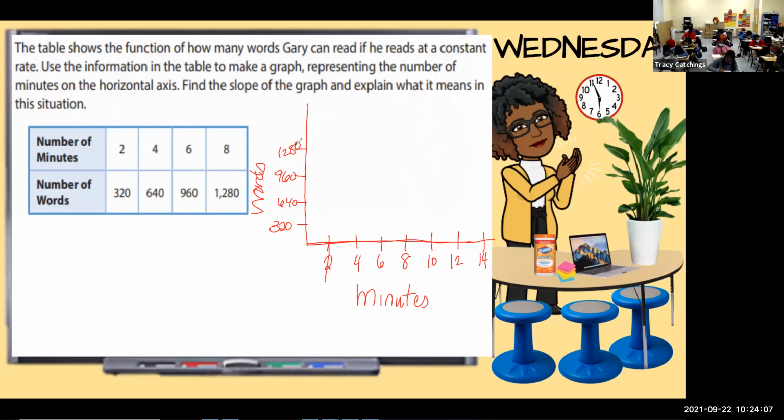All right, and then of course, graphing it. 2 should be at 320. Just remember to go to your X first. And then once you graph it, you should notice you should have a perfect diagonal. Yours should be straighter than mine.